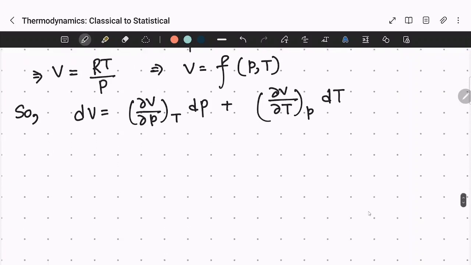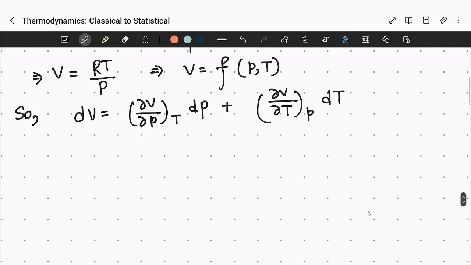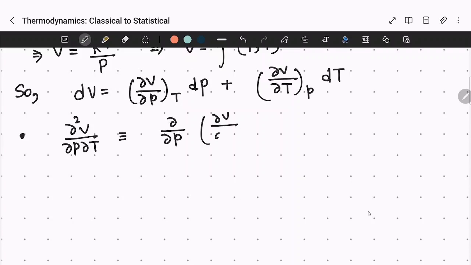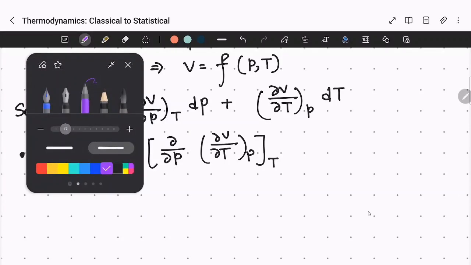Okay, so this can be written. Now, we have to check whether this is an exact differential or not. So first we have to check this: del by del P of del V del T at constant P. First this part, what will be this? This is easy, I think.